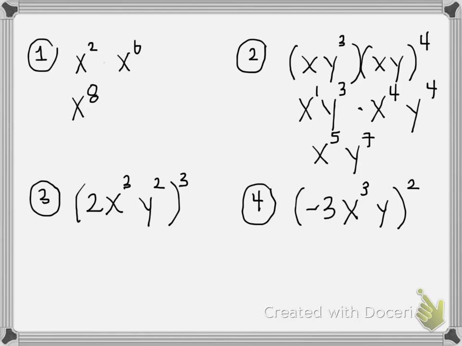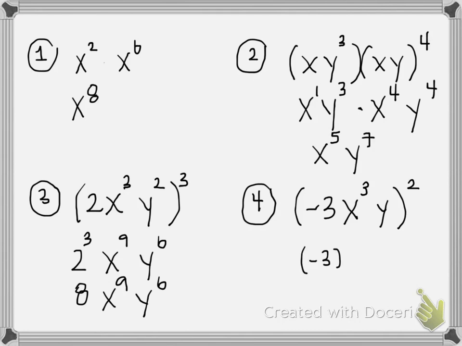So here we're going to raise each one to the power, so it's going to be 2 cubed. So x to the 3 times 3, which is a 9, and y to the 2 times 3, which is a 6. 2 cubed is going to give you an 8. All right, so what about a negative 3 squared? X to the 3 times 2, which is a 6, and y squared. So negative 3 squared is going to be a positive 9, x to the 6th, y squared.